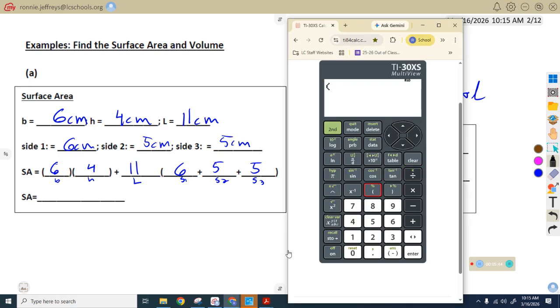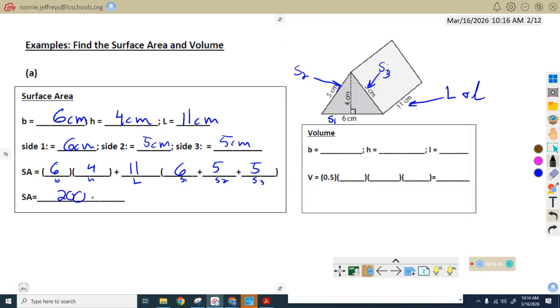So 6 times 4 plus 11. Now, you could actually type this out just as it is. 6 plus 5 plus 5. Okay. Alright, so we are going to get 200 centimeters squared. Now, you could have actually shortened that down.